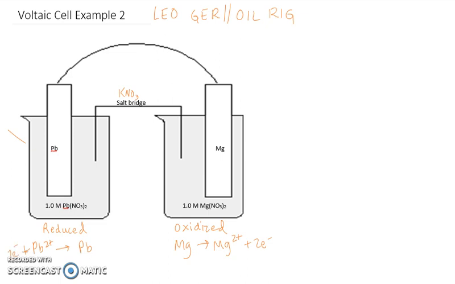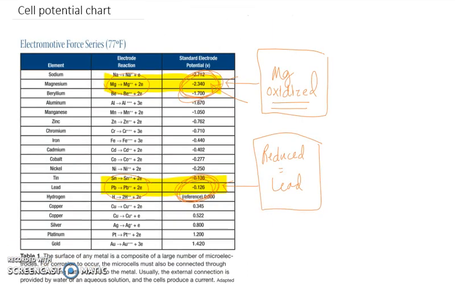And then we're going to label these with anode and cathode. So quick reminder about that. The anode is going to be with the oxidized side. So this is our anode. And then reduction is going to be with our cathode side. So again, the way I was able to figure out which one was oxidized and which one was reduced was I looked at a cell potential chart and I looked up the electrode potential for each.